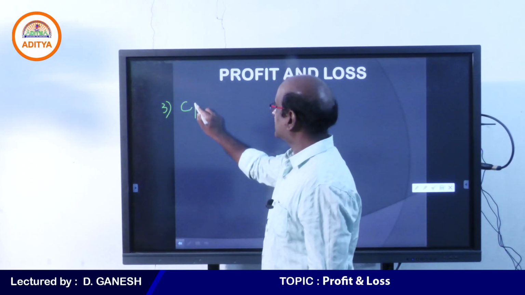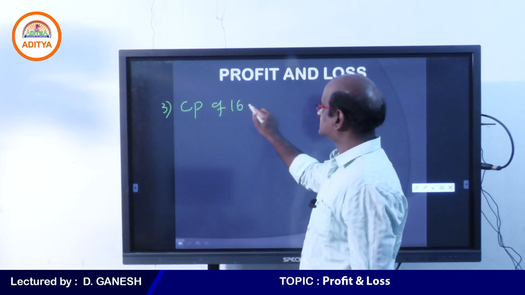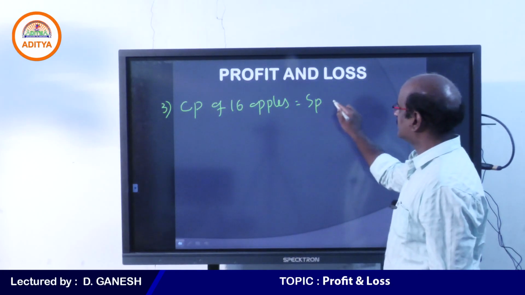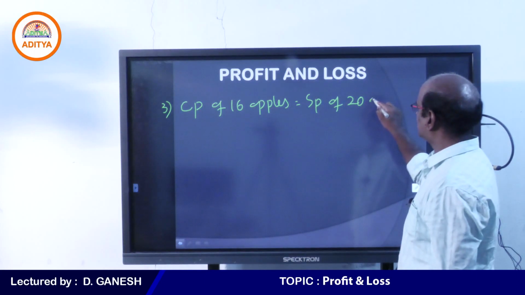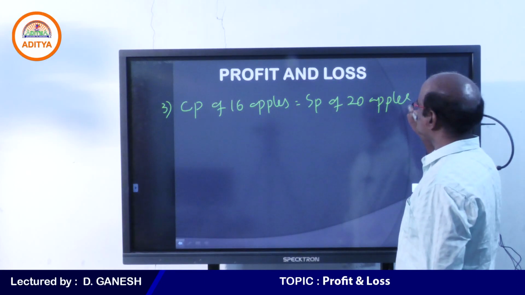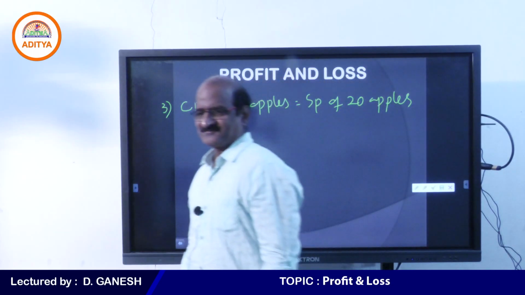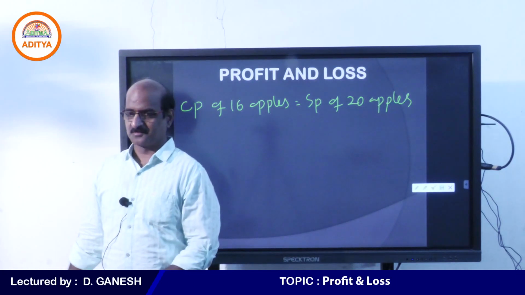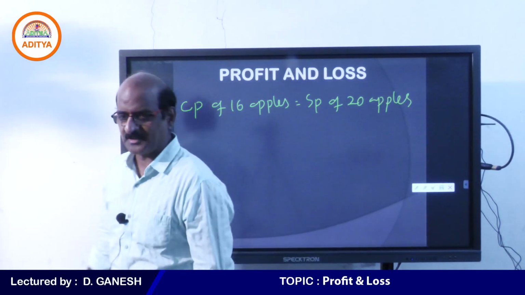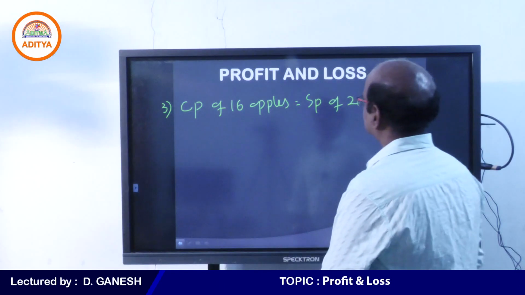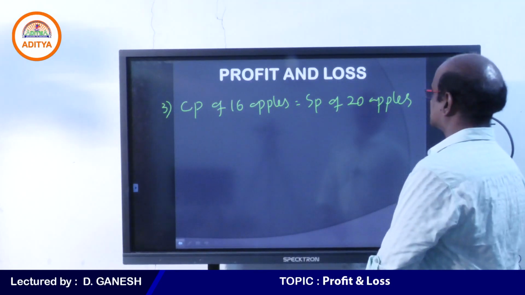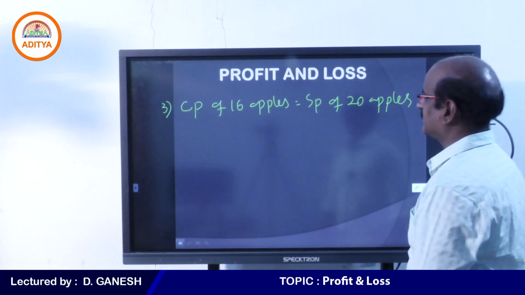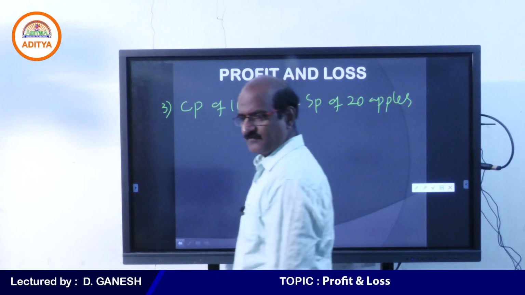If the cost price of 16 apples is equal to the selling price of 20 apples, tell me whether you get profit or loss. Very good. You should understand this one.